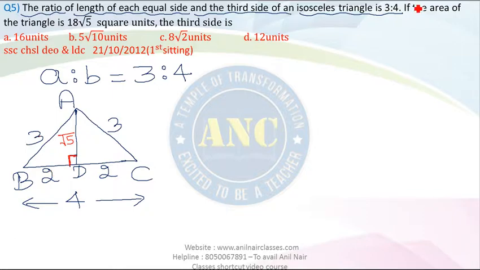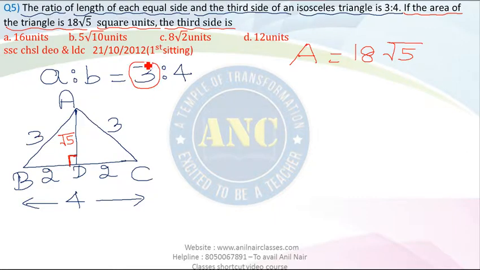Okay, that is okay. Let us read the next statement. If the area of the triangle is 18 root 5, area is given according to the question as 18 root 5. Find the third side. What is the value of the third side is the question. Now see here, sir. Think a little logically. The ratio says the equal side is 3, and the third side according to the ratio is 4 units.